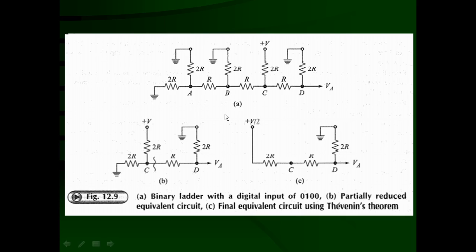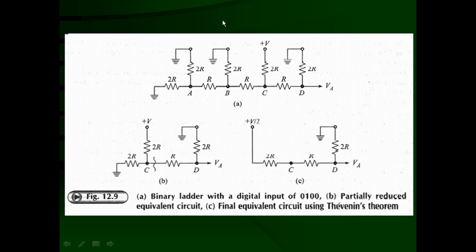So you can say that plus V by 2 divided by R plus 2R, that is going to be the current, multiplied by 2R. That is the resistance. That comes out to be V by 4. So the one in the second MSB will contribute an output voltage of V by 4.